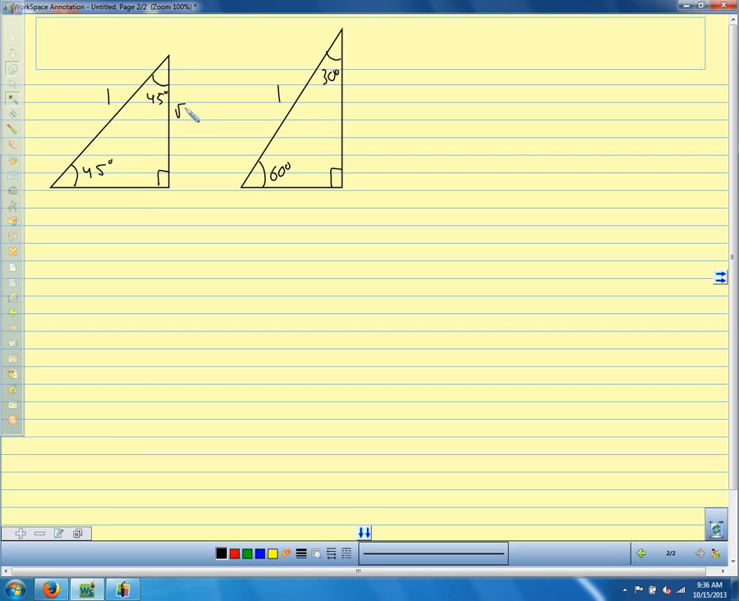Square root of 2 over 2. How could we figure that out? We had that picture on our diagram for the unit circle. We have this triangle written on there. How do we figure that out?